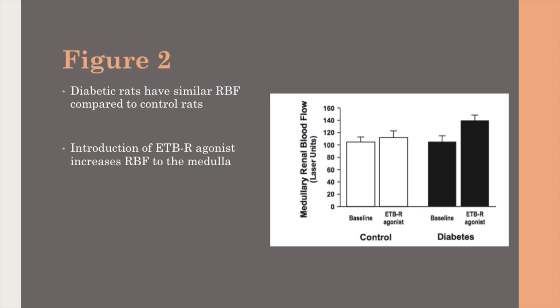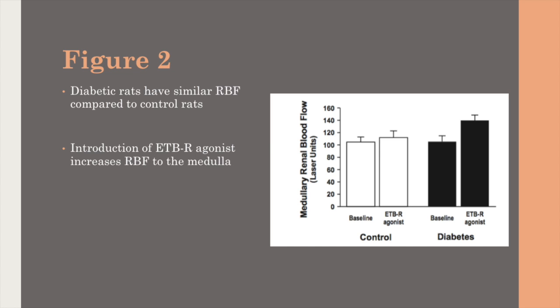The second figure that we're going to look at looks at medullary renal blood flow. This was detected in laser units through the laser Doppler. When comparing the control and diabetic baseline rats, we don't really see too much of a difference between the renal blood flow. When ETB receptor agonist was added to the control, there was a slight increase in blood flow. But when the ETB receptor agonist was added to the diabetic rat, we see a much higher increase in renal blood flow to the area.